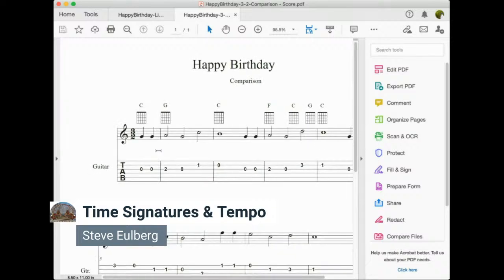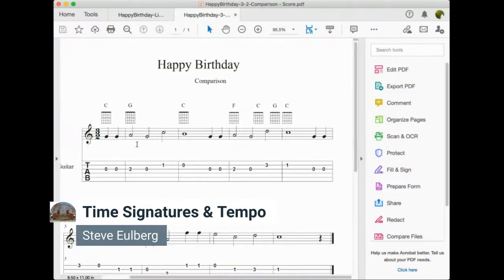And that means what used to be eighth notes now become quarter notes. 3 and 1, 2, 3, 1, 2, 3 and 1, 2, 3, 1, 2, 3 and 1, 2, 3 and 1, 2, 3 and 1, 2, 3, 1, 2.